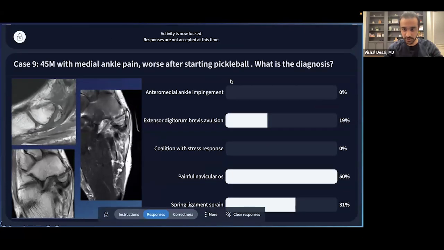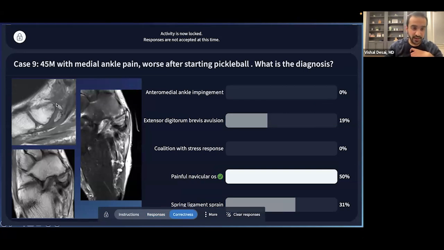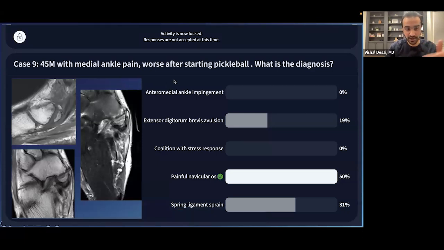Okay, great. So the correct answer was painful navicular os. So we have a type 2 navicular os. This one's multipartite. It has a synchondrosis. It's somewhat atypical in that it's a slightly older patient, and that is multipartite, but it does have all of the findings. We have bone marrow edema within the os and across that synchondrosis with the marker sitting right over that area, and that's normally how they present.